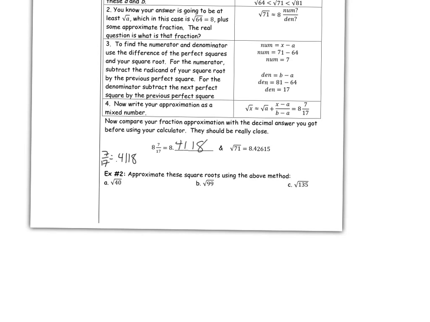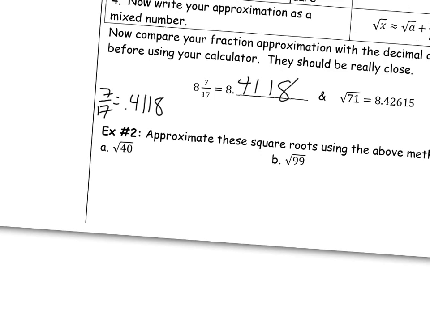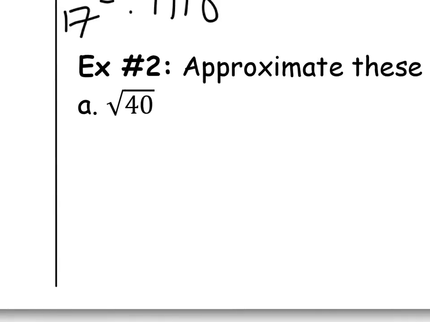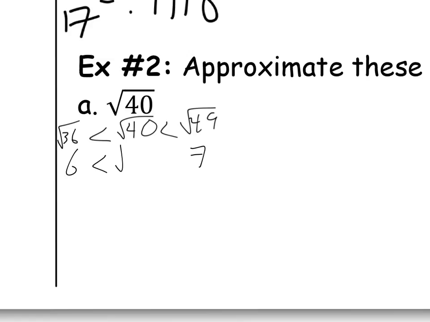I want you guys to practice doing this a couple times. I'm going to work through the first one with you, and then you guys can try the other two on your own. I'll put the answers up there. So let's talk about the square root of 40. We know that it is between 36 and 49, because these are the two perfect squares that I know of. And hopefully you do know your perfect squares really well. These are things that you should have learned already. Well, that means it's between 6 and 7.